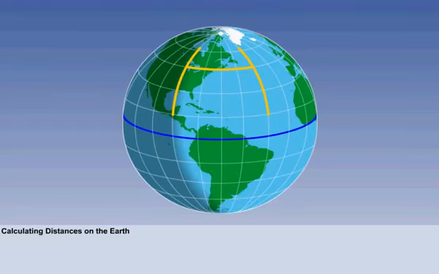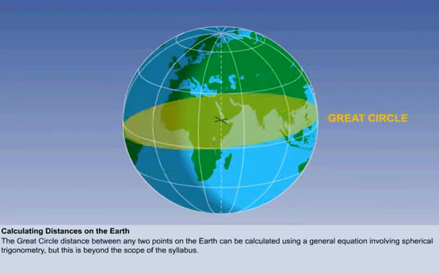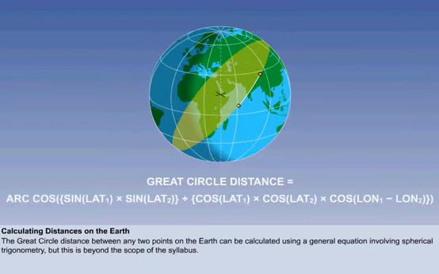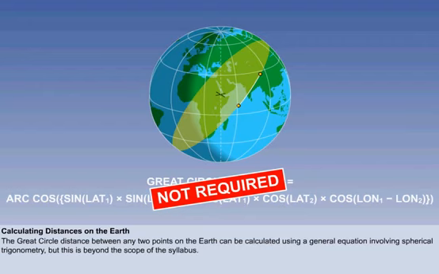We are now going to look at the problem of calculating the distance on the Earth between any two points at the same latitude, but not necessarily at the equator. We have come across calculation of Earth distances before. The great circle distance between any two points on the Earth can be calculated using a general equation involving spherical trigonometry, but this is beyond the scope of the syllabus.